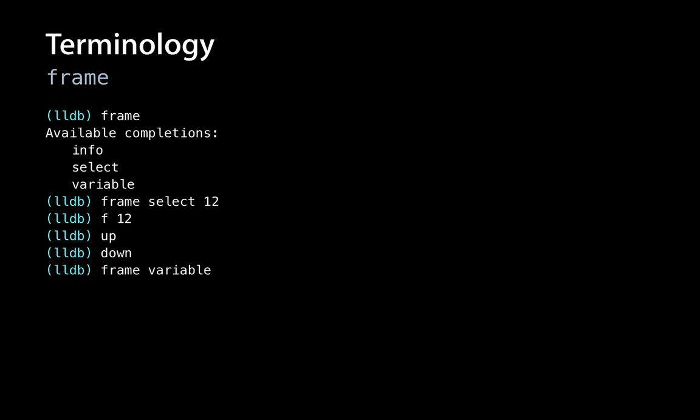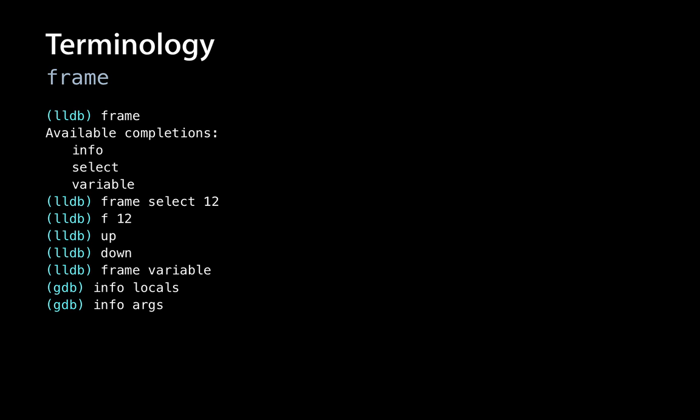And one of the important things that's different from GDB is how you get variables, your locals and your arguments. You ask the frame to show you its variables. This command is equivalent to both the info locals and the info args commands from GDB, kind of built into one command.